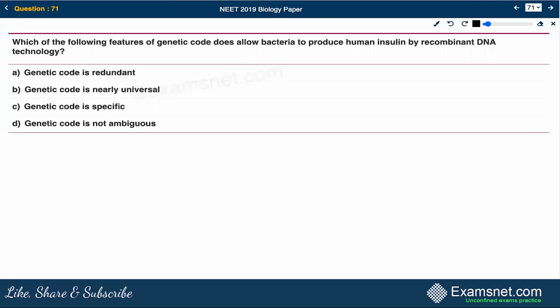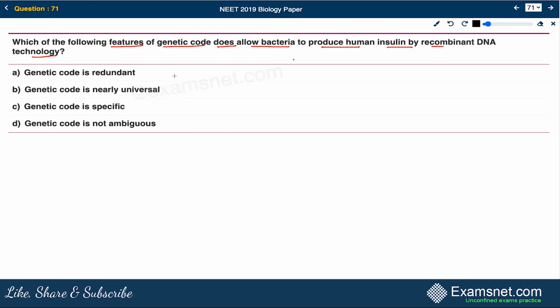So let's talk about the next question, which is question number 71. All right. This question says which of the following features of the genetic code does allow the bacteria to produce human insulin by the process of recombinant DNA technology? We have studied it also, where human insulin is being produced through the process of recombinant DNA technology. And genetic code is basically one such code that has some unique features.